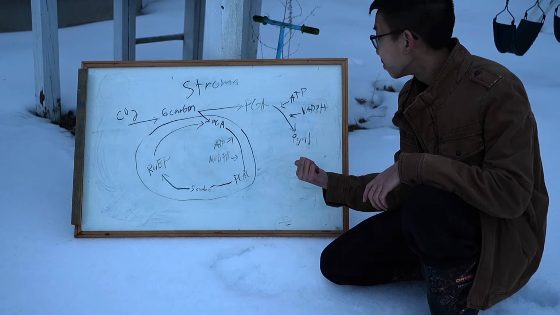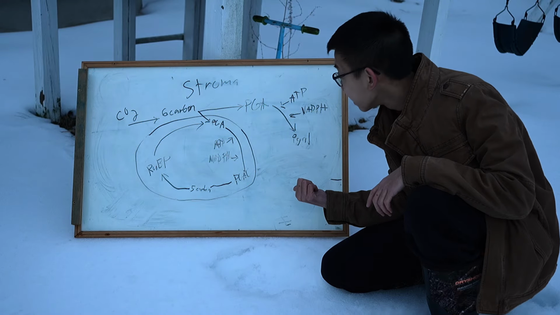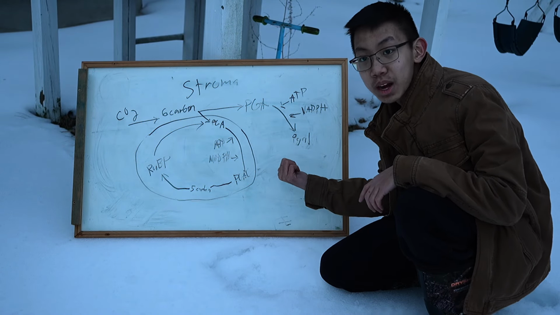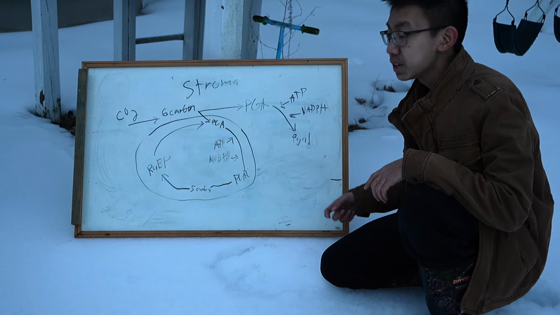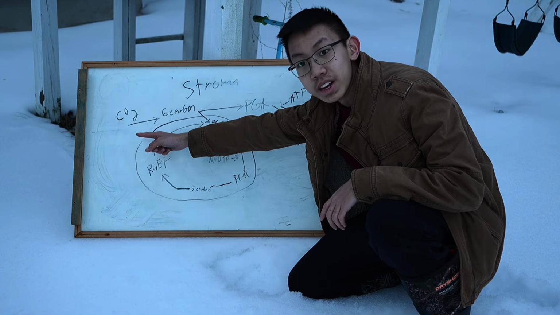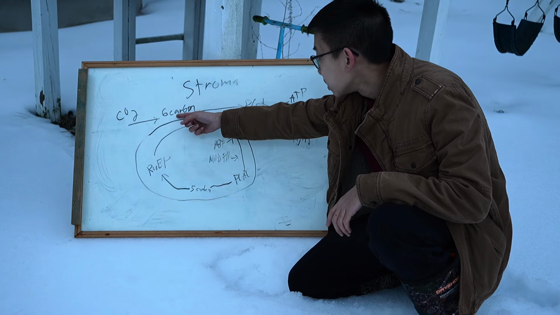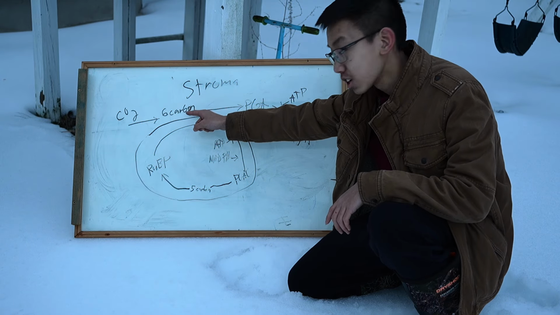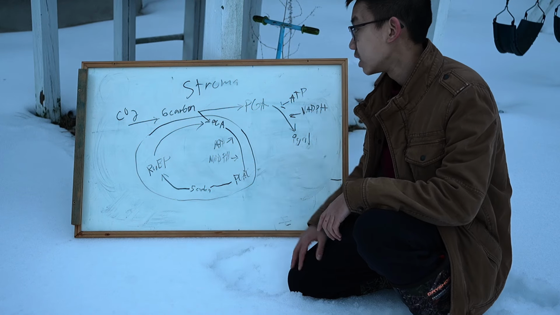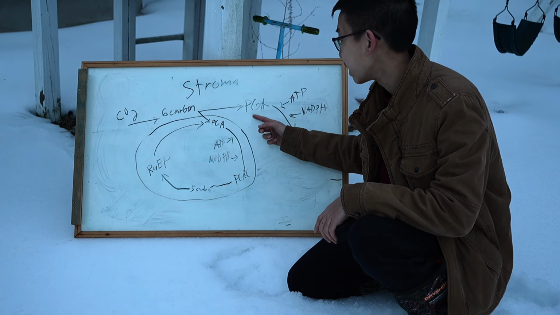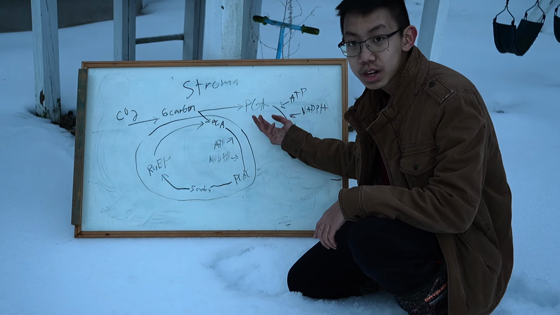Alright, so this is the Calvin cycle, and it occurs in the stroma, as mentioned before. We start with CO2 over here, and then that goes and makes 6 carbon. Now this 6 carbon is actually pretty unstable, so it splits and makes 2 PGA, which is 3 carbon.